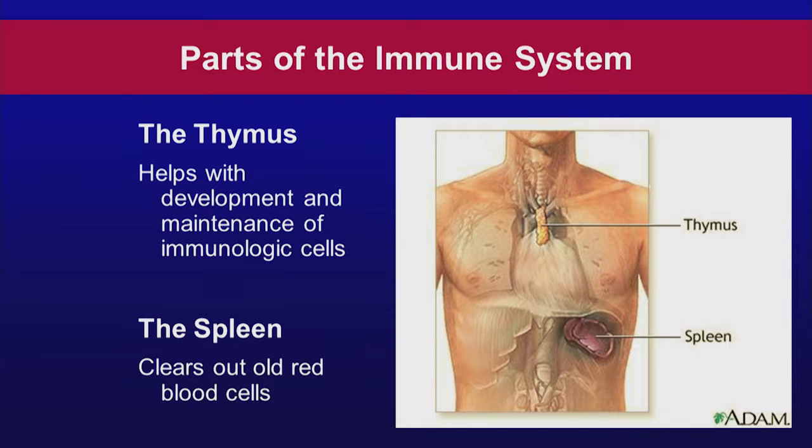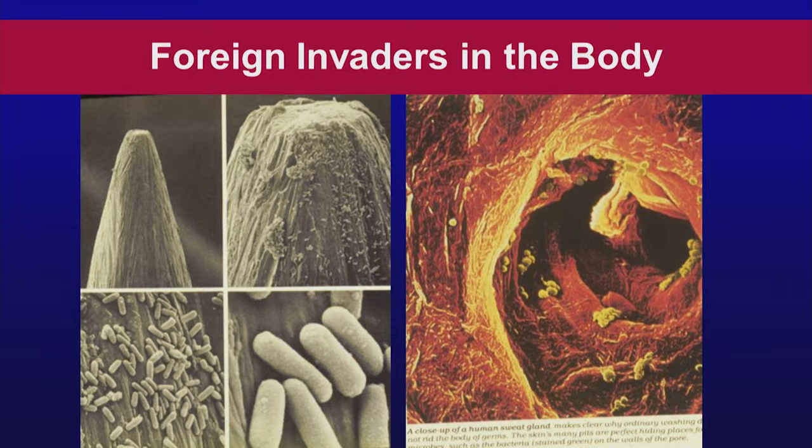There's also the thymus, which makes the T lymphocytes, and the spleen, which cleans the blood and cleans out the old red blood cells as well as bacteria. And here we see the foreign invaders.